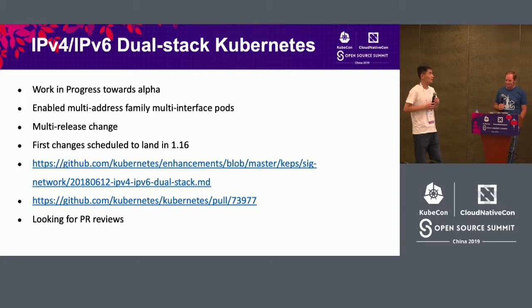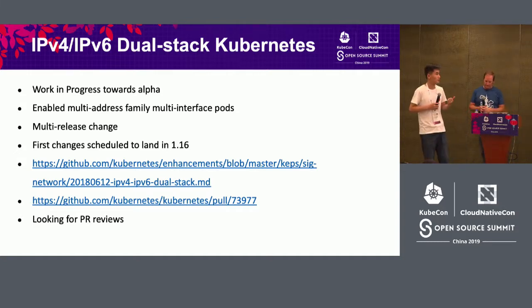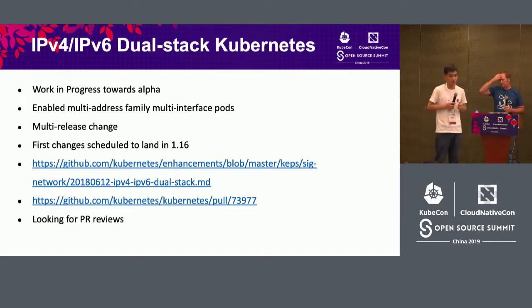So the next one is about networking. We have been working to support both IPv4 and IPv6 dual stack Kubernetes. As you know, the current Kubernetes can only run one stack, either IPv4 or IPv6. We're working on proposals to add dual stack Kubernetes, and we actually have one pull request, which is still under review, so we have listed the pull request here.